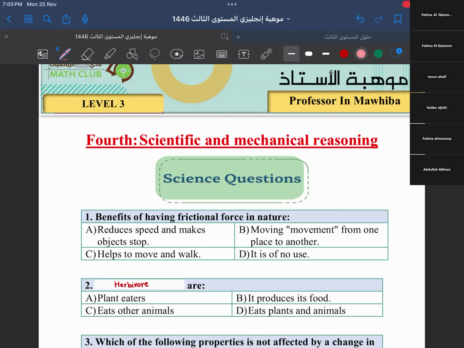So now that we're done with the math, alhamdulillah, we really took long days of math, but I hope that you got the gist of it. Now we're on the science questions. We're basically talking about basic science principles involving physics, chemistry, and biology.